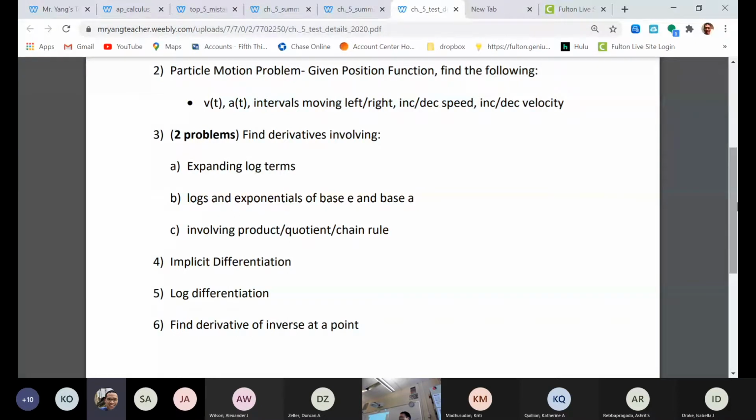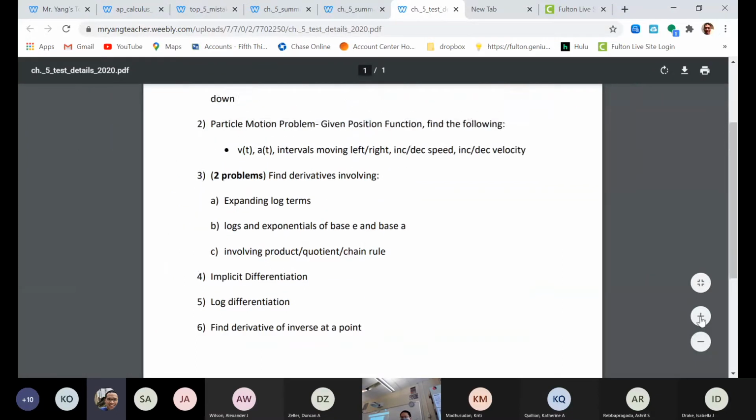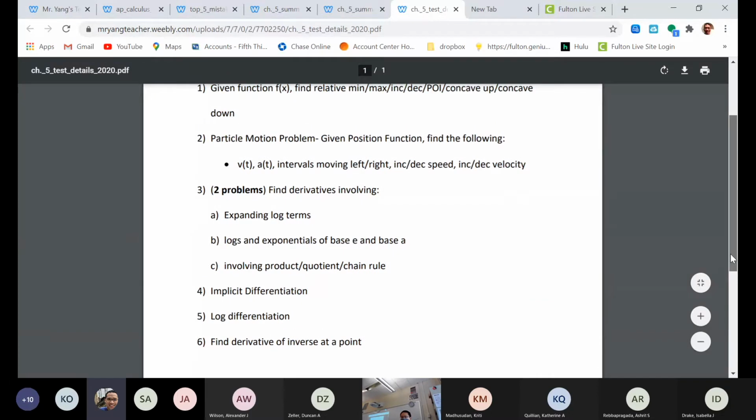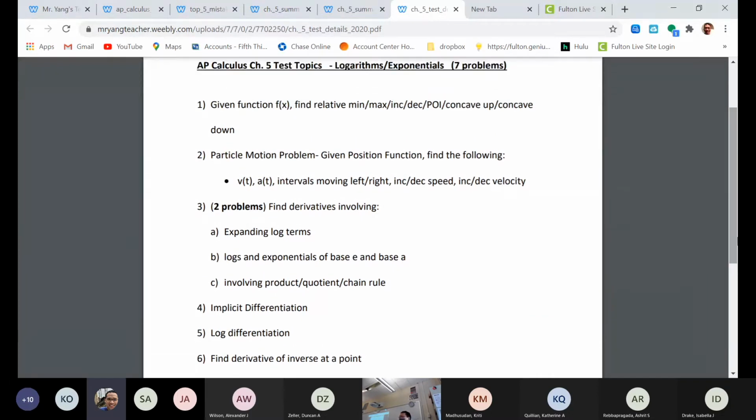Okay, so Thursday's test, open notes, bring your calculator. Any questions that you guys have right now about the test? No questions? Everything seemed pretty clear? Okay. All right.